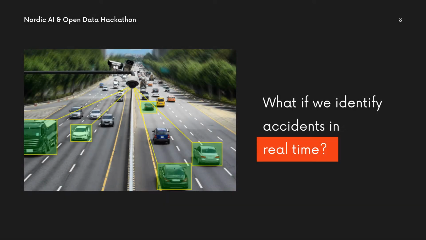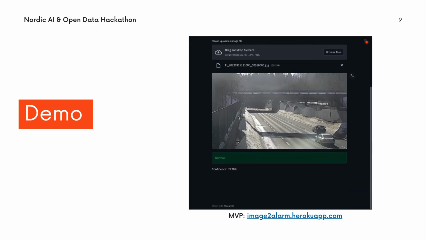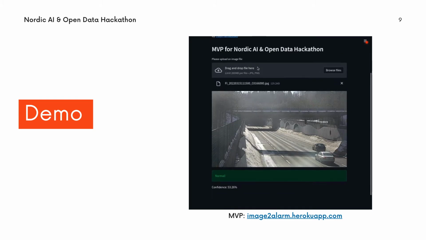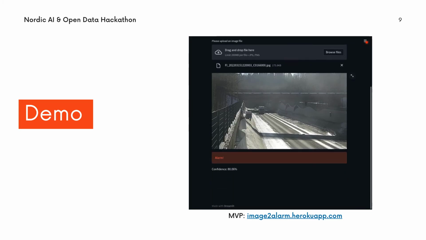What if we identify road accidents in real time? And better, using infrastructure that already exists. This is the proof of concept developed during the hackathon. Here, a machine learning model can process images from the provided cameras and answer a simple question. Is this a normal traffic scenario, or should it generate an alert? You can access the link and test it for yourself. Just take an image from a camera used to train the models by dragging and dropping.